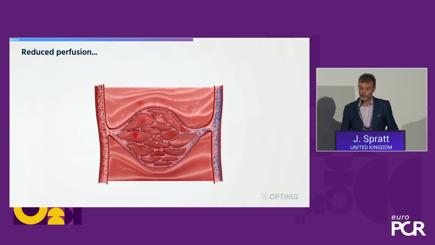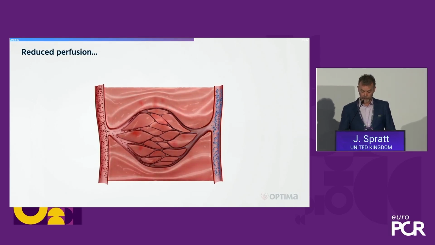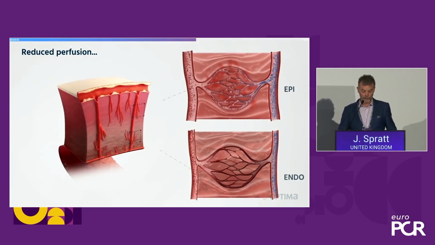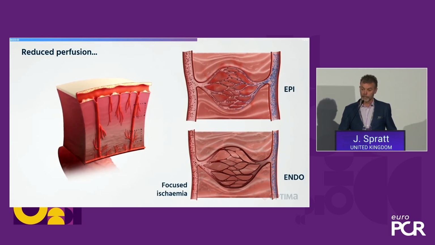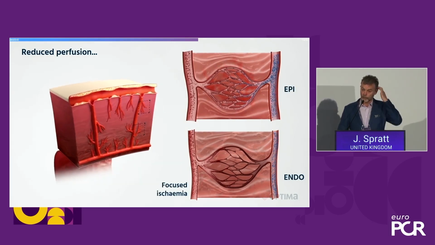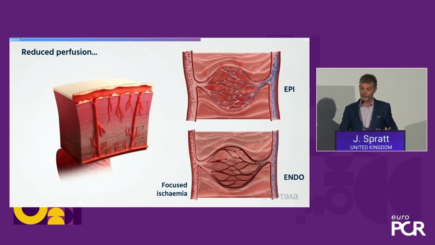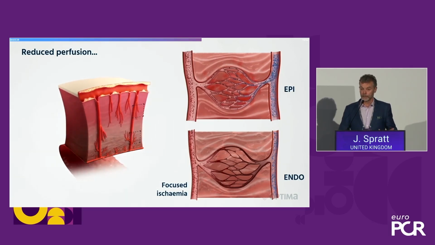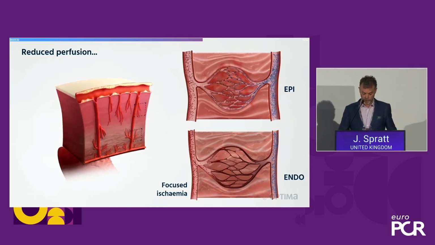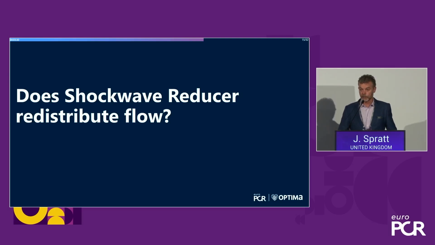And that means reduced perfusion back down to the capillary level, and ultimately that means a higher signal, and therefore, of course, we translate the signal as angina. And we can see this across imaging studies. So that's the pathophysiology, which is well established and well evidence-based. The question that we're here to answer today is, well, how does the reducer work, or how might the reducer work? Does it redistribute flow?